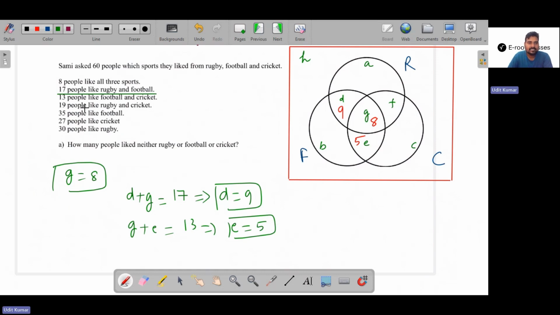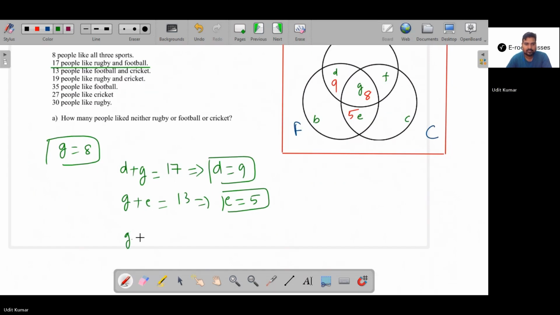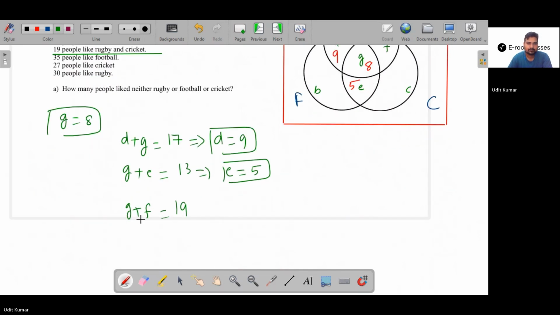Then 19 people like rugby and cricket. So rugby and cricket is basically G plus F. So G plus F are 19 people. So G again is 8. It implies that F must be 11.